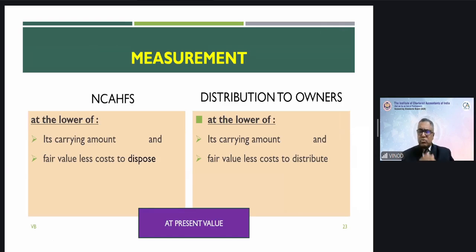Now that we have understood this, what are we trying to do? Wherever we have non-current assets held for sale, or we have a disposal group, or we want to distribute assets to owners, then there are three conditions. And the asset is in saleable condition, and the sale can be concluded within 1 year. If all these conditions are met, you can regroup all those assets into one line in the balance sheet as held for sale. Now, what's the implication of doing it? The most important thing.